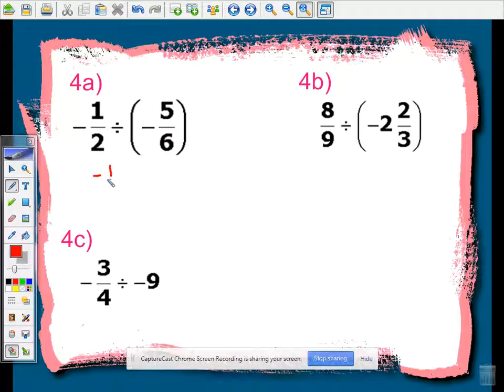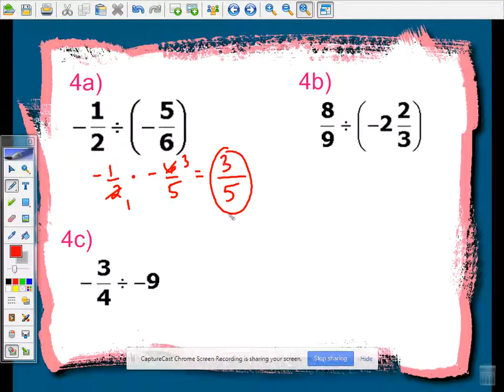We're going to keep the first one, negative 1/2, and we're going to multiply by the reciprocal, negative 6/5. Negative times a negative is a positive. 2 goes into this once and into here 3 times. So 1 times 3 is 3. 1 times 5 is 5. My answer is positive 3/5.